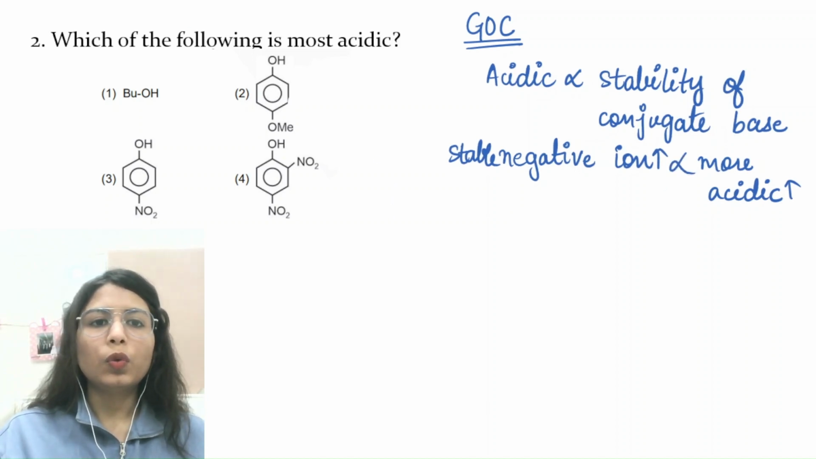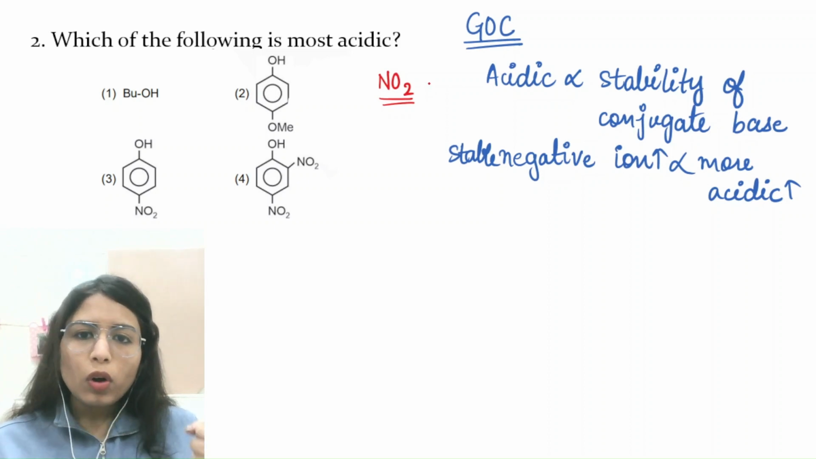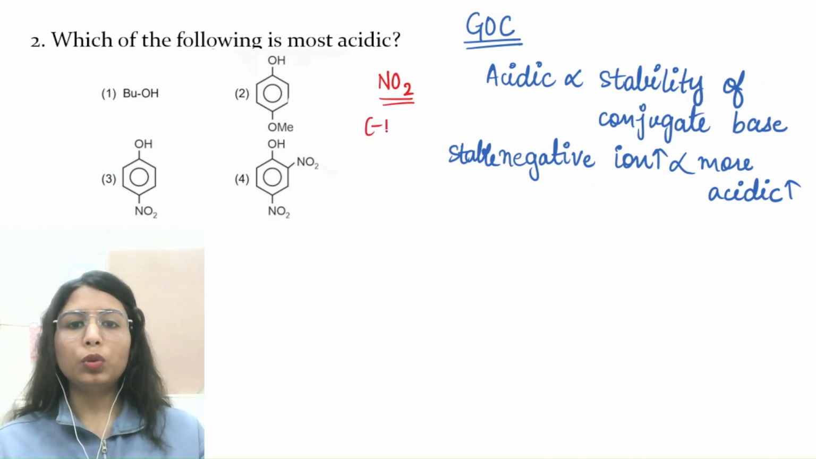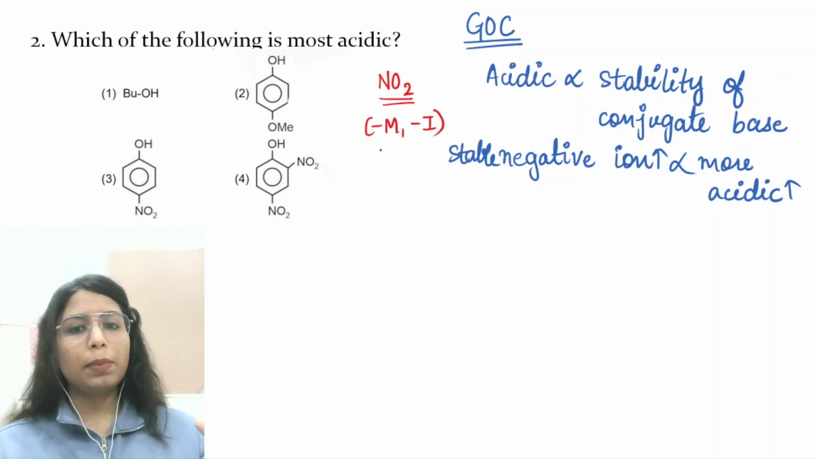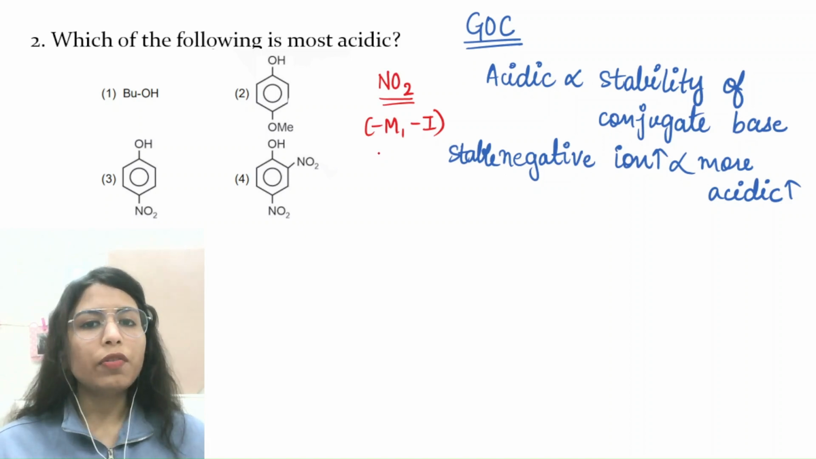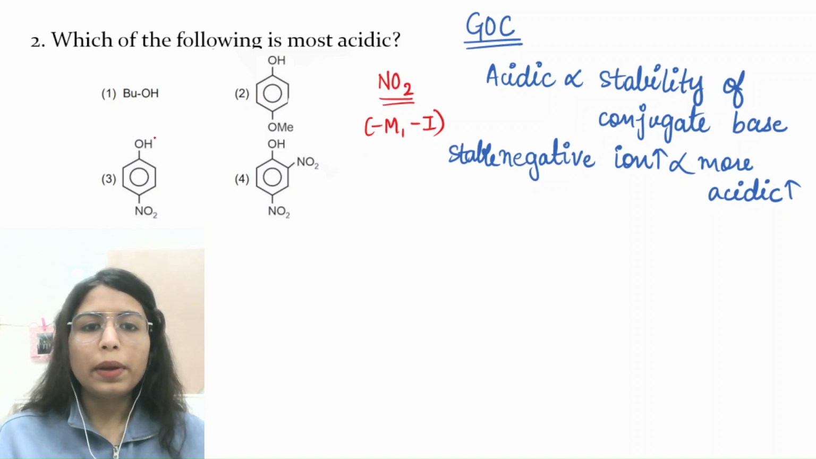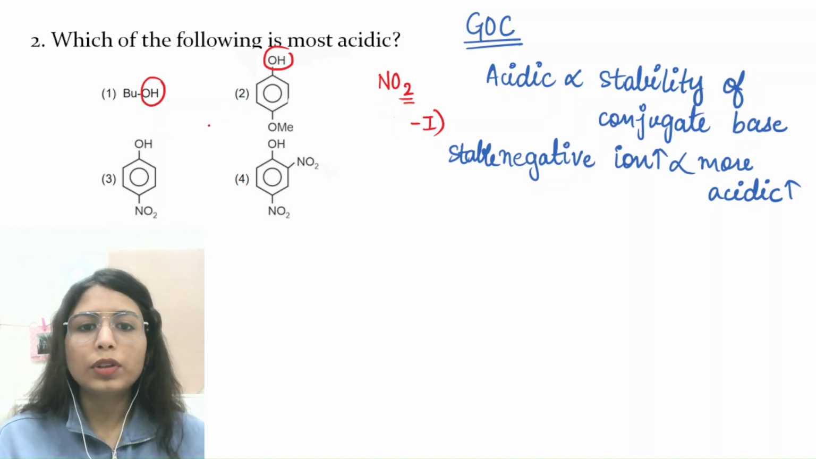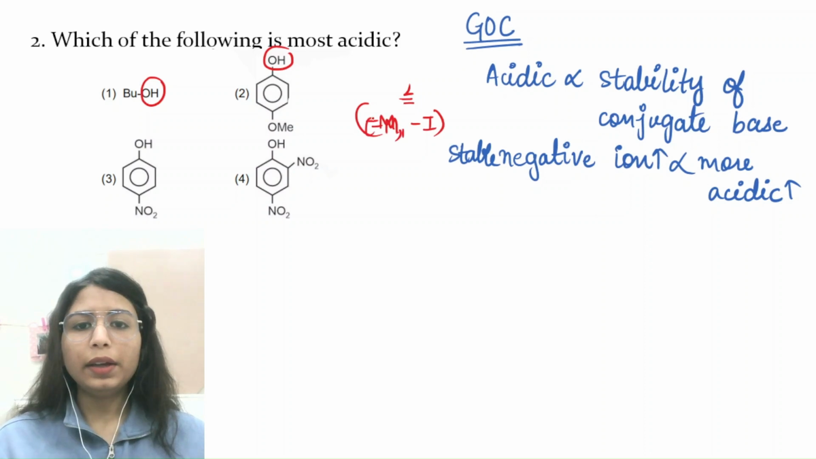So here you know what NO2 does. Basically NO2 is an electron withdrawing group, right? So it will withdraw the electron towards itself through -M and -I effect, and it will stabilize the negative charge that is formed after the loss of the acidic proton, right? So here if you see, the common part is OH. So here you have to compare the acidity of the proton that is on the OH part, right?